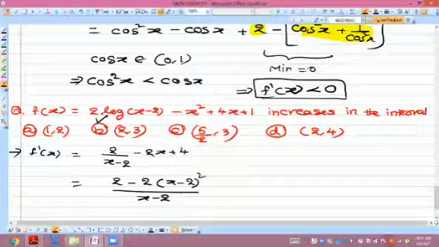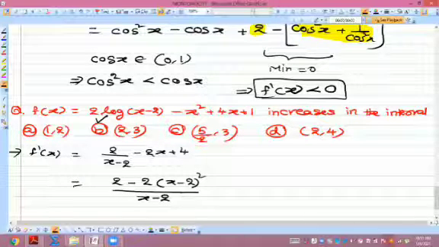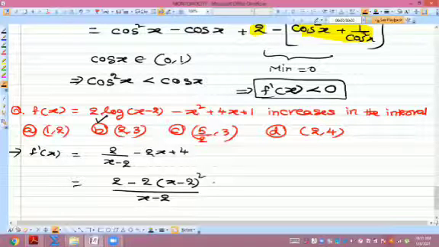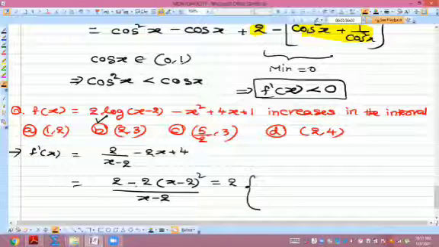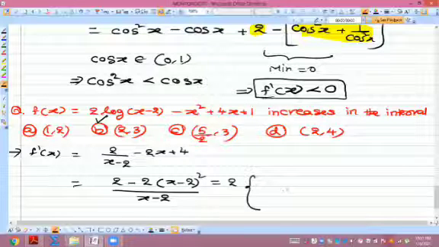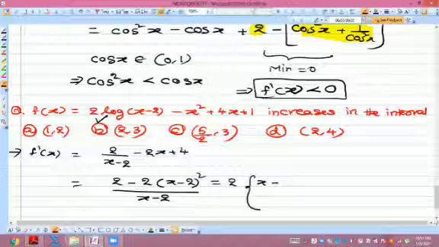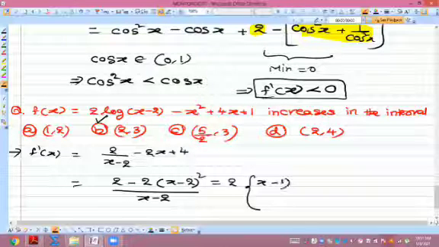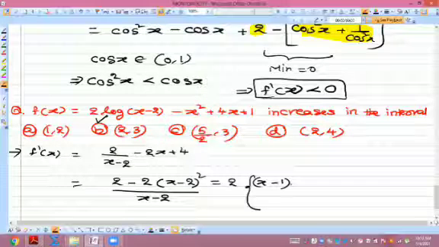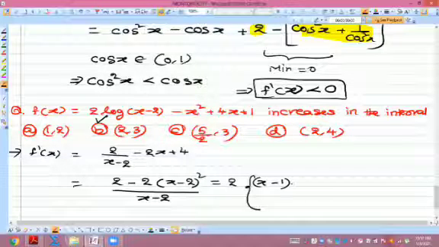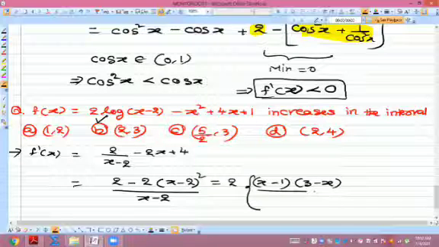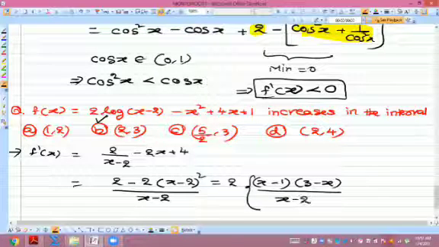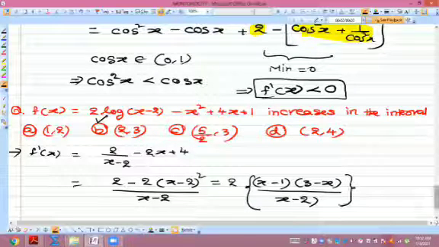So they are asking us about increasing. So this 2 also you can write outside. If you write 2 outside, a square minus b square: that is 1 plus x minus 2, then 1 minus x plus 2. So if you use the wavy curve method, option B is satisfying, isn't it?